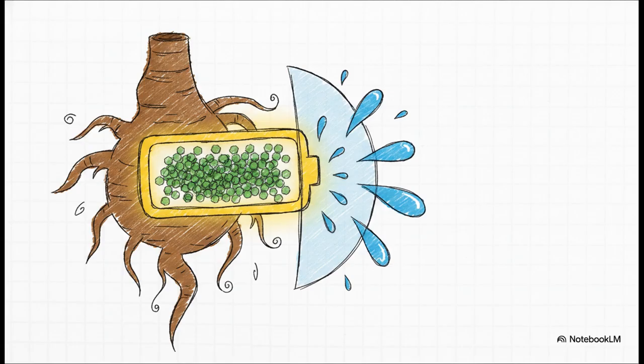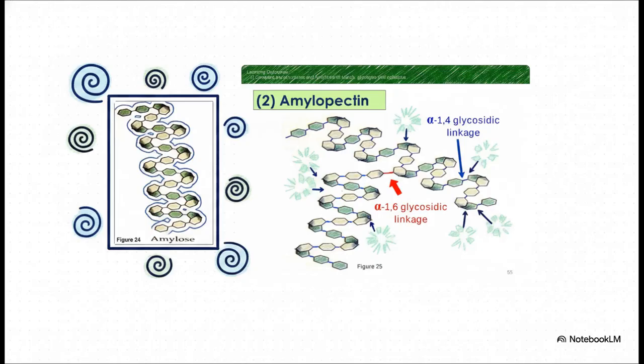This is a massive, game-changing advantage because it means storing all this energy doesn't mess with the plant cell's water potential or alter its osmotic pressure. And when the plant actually needs energy, those glycosidic bonds can be easily hydrolyzed. Now, starch actually comes in 2 totally distinct architectural forms.